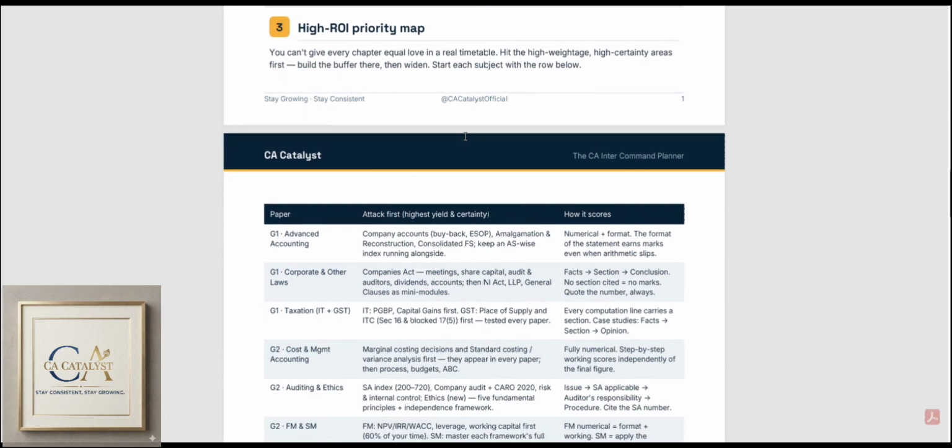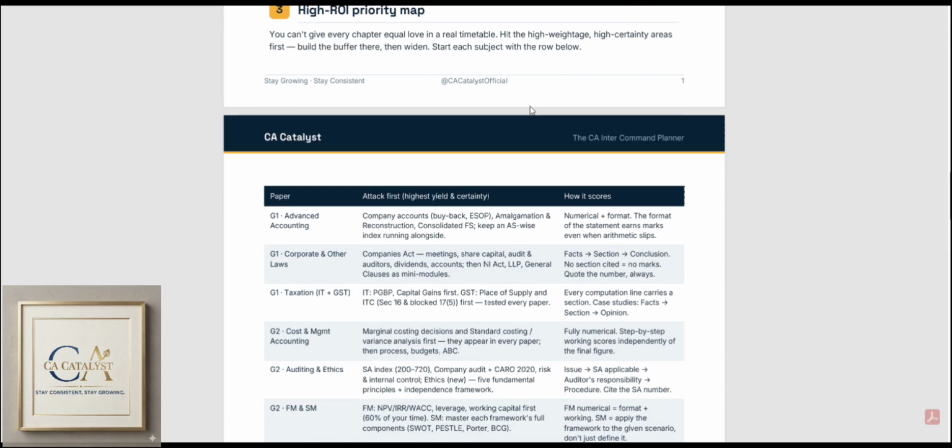The third one is the high ROI priority map. Now you can't give every chapter equal weightage. So for weightage also, you can download the institute material and decide on the weightage of past questions. Past questions that have been asked are definitely high certainty areas. You can take that and accordingly start with each subject in the row.